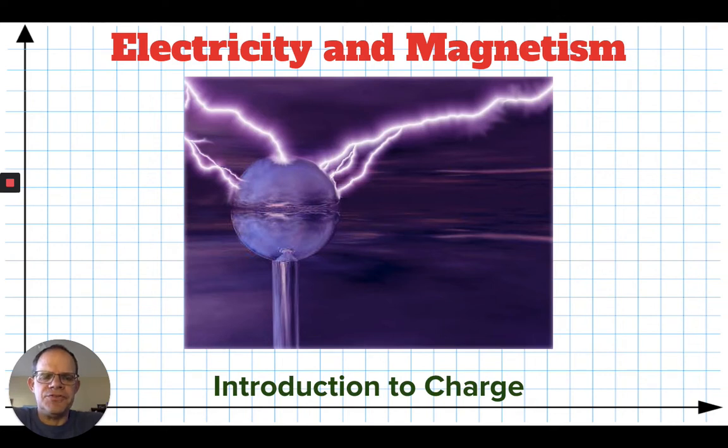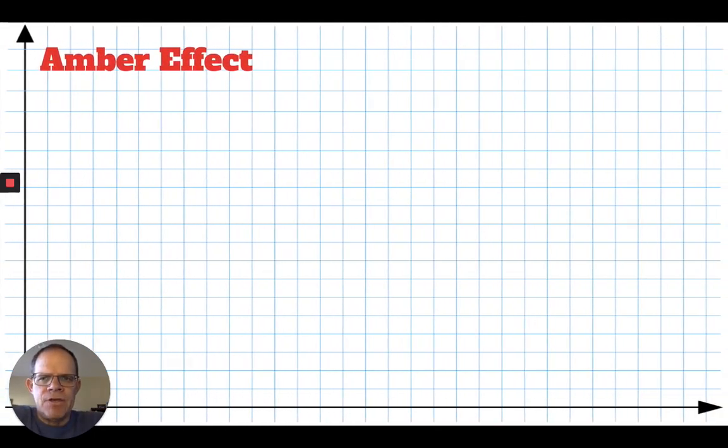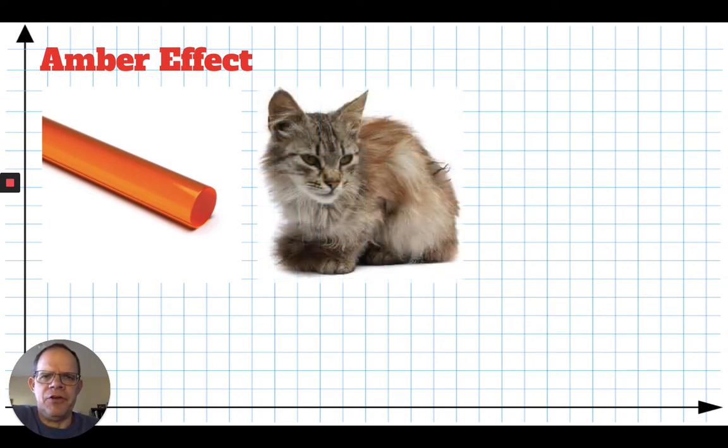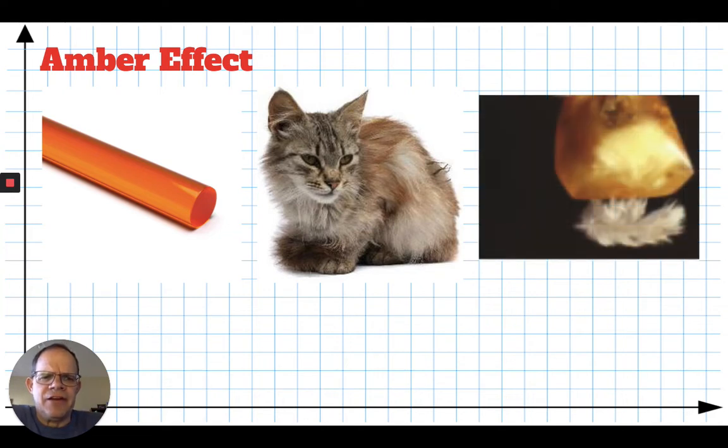Today we're going to introduce the idea of charge. So the ancients discovered an effect. If you take a piece of amber, and basically amber is, if you slice or cut a pine tree, that sap that flows, if that hardens, that becomes what we call amber. And if you take a piece of amber and you rub it on a cat fur, I don't really know how the ancients discovered this, but you get a strange effect.